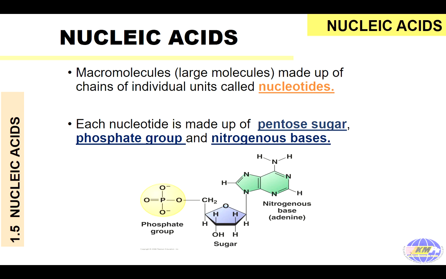Nucleic acids are polymers of nucleotides. Examples of nucleic acids are DNA and RNA. A nucleotide is made up of three components: a 5-carbon pentose sugar, a nitrogenous base, and a phosphate group. The base is attached to carbon atom 1 and the phosphate group is attached to carbon atom 5 of the pentose sugar.